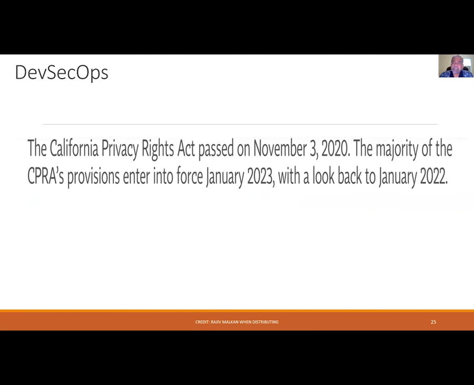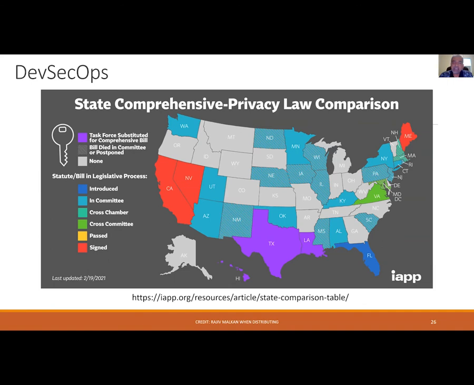And then we also have to consider now the Privacy Act. The California Privacy Act was passed and is now retroactive to January 2023, but the data from January 2022 will be included now. Okay? Now this gives you a comprehensive privacy law comparison, so what's happening around the country.